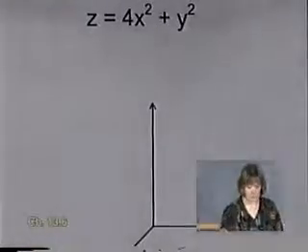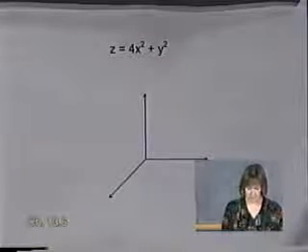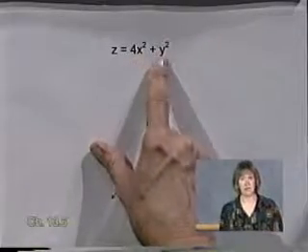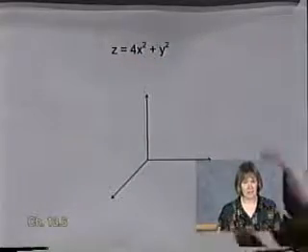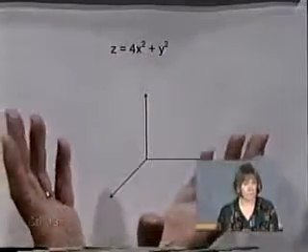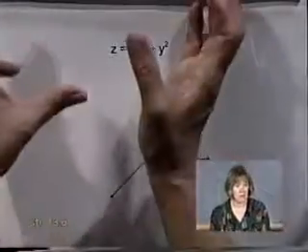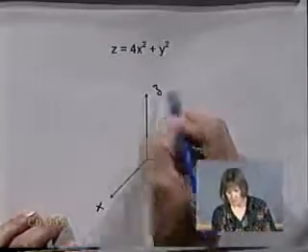Okay, so the next one we want to do is z equals 4x squared plus y squared. Now this one, before you do anything, notice z equals something squared plus something squared. If you have something squared plus something squared, it's positive. Do you all see that? This is positive, that's positive, a positive plus a positive is positive. So I know my z is positive. So my graph is going to be positive z. Any point that you plot that has positive z is above the xy plane. So I'm going to be above the xy plane.